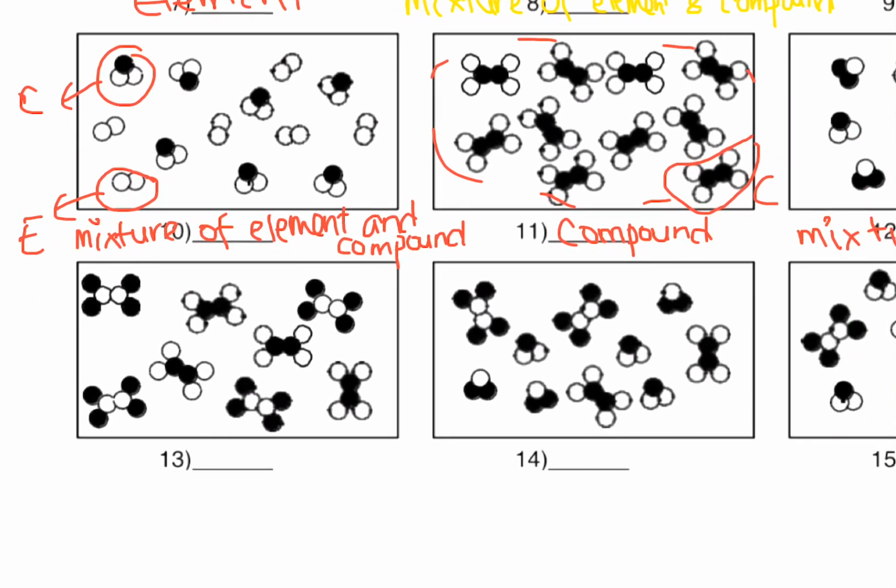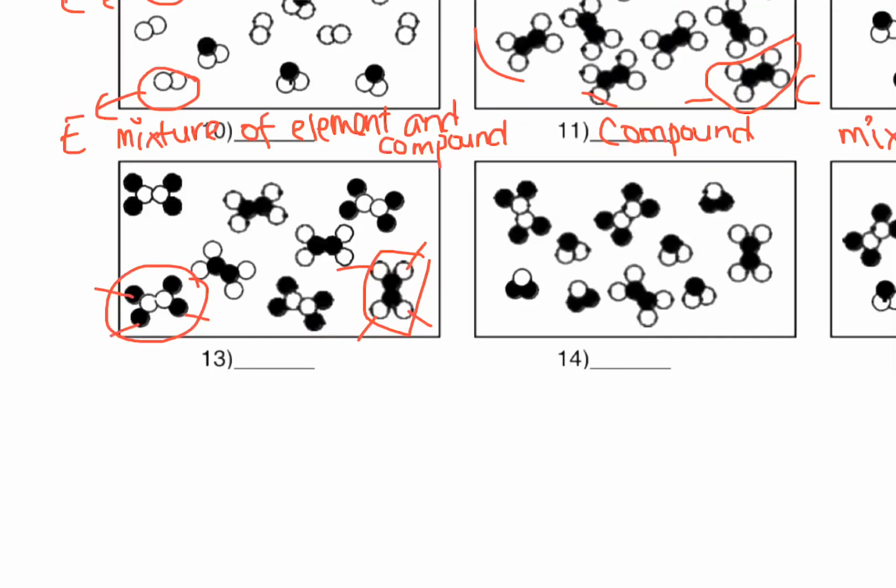If you look at this one here, this is one kind of molecule where the white are outside and the black are inside. This is another kind of molecule where the black are outside and the white are inside. So here we have two different kinds of compounds. So this is compound 1, this is compound 2. So this is a mixture of compounds.